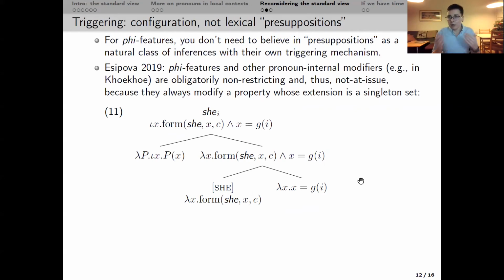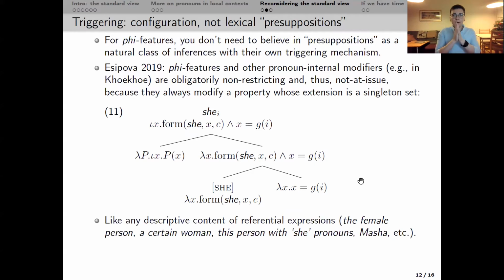And because of that, they will always be truth conditionally vacuous. That is, they will always be not at issue. And in this respect, phi features do fall into a natural class. It's just not a natural class of presuppositions. They behave just like any other descriptive content of any referential expressions. For example, if you say, the woman entered the room, what's at issue is whether the person you're talking about did in fact enter the room. What's not at issue is whether the person that you're talking about is in fact a woman.